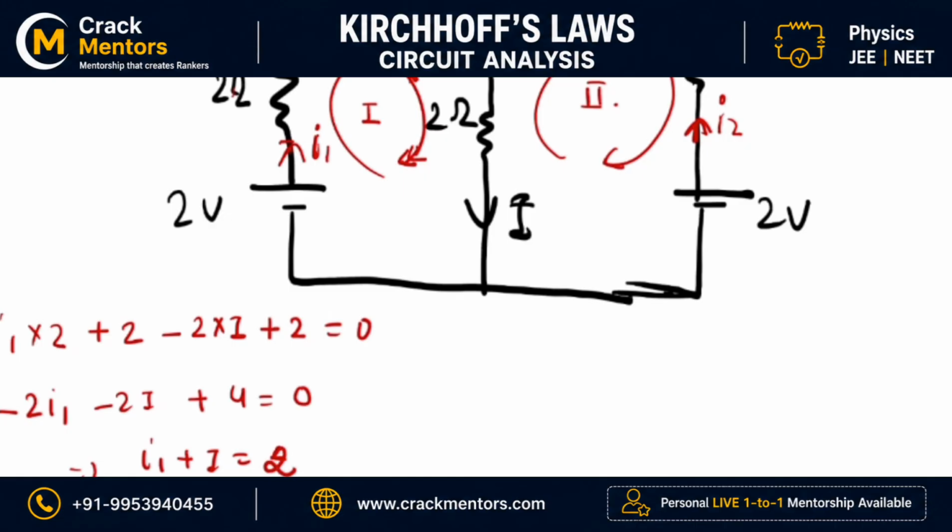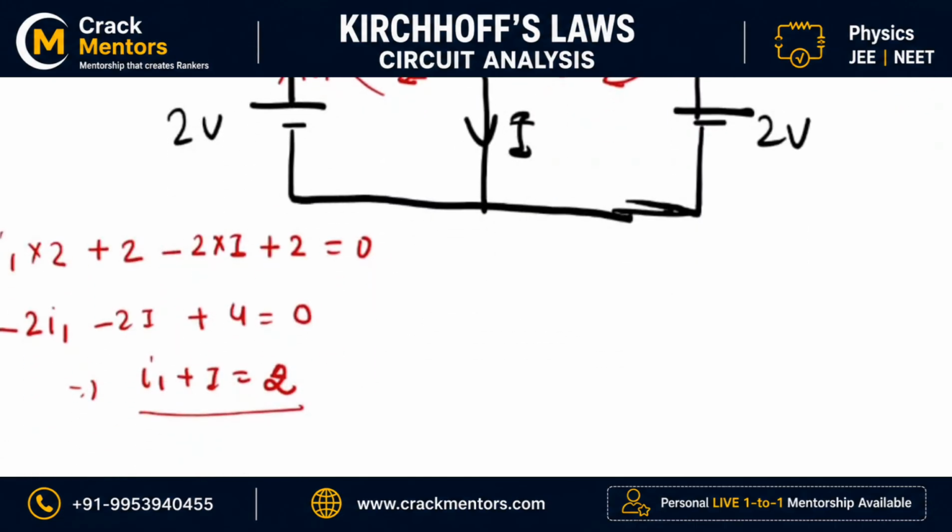Perfect. Let's take another one. Remember that I is equal to I1 plus I2. So you can just simplify and you will get 2I1 plus I2 is equal to 2. That is what I get from the first equation.